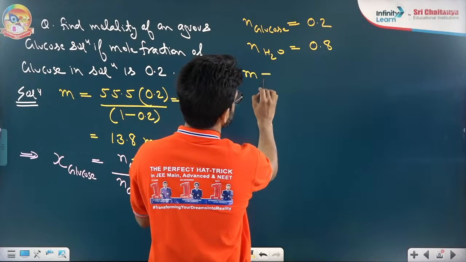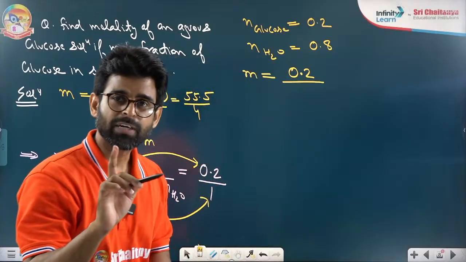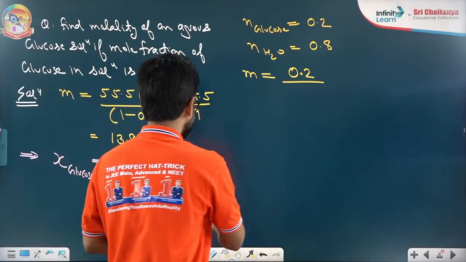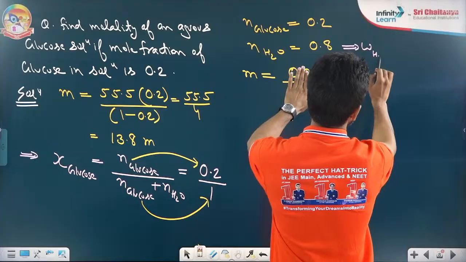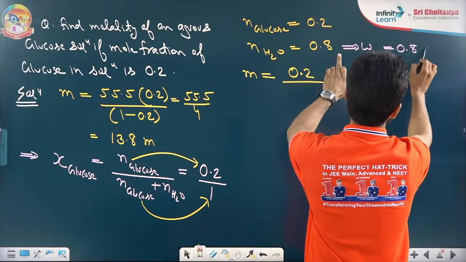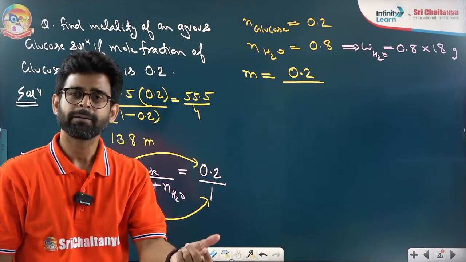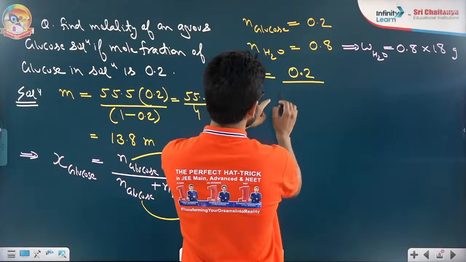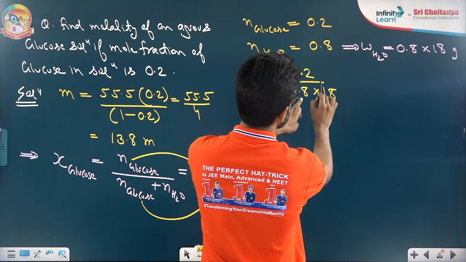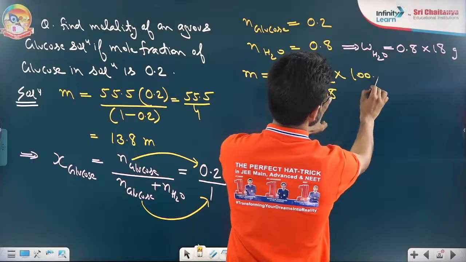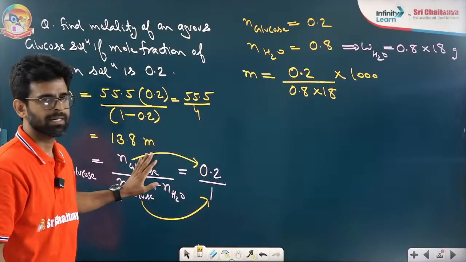For molality, I need moles of solute, that is 0.2, but I need the weight of solvent. If I have moles of water, I can find the weight of water. How? Moles into molar mass, 18 gram. So the weight of water is 0.8 into 18, but it is in gram. To make it kg, I will use 1000.